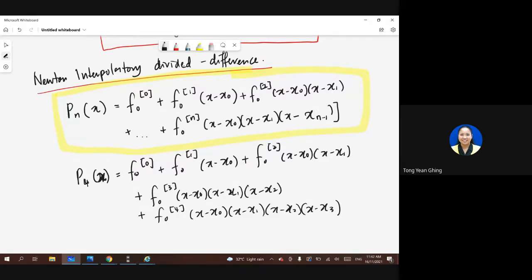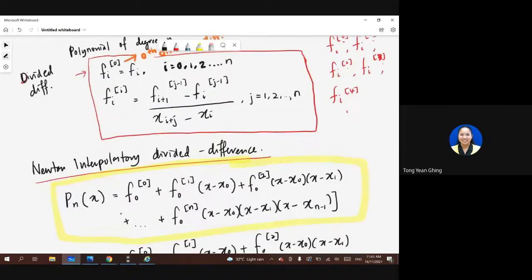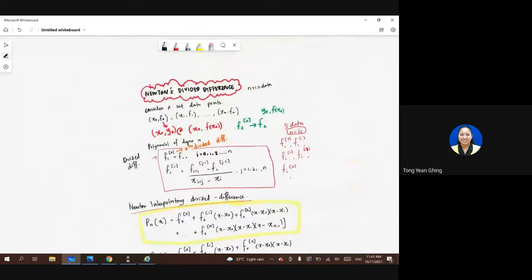So let's try. I will do explanations of how we are going to find this divided difference, the first degree, second degree, third degree, fourth degree, and so on. So how do we find it? Okay, if you want to know about the Newton divided difference, the title is on page 86 in your books. So this one starts from page 86.